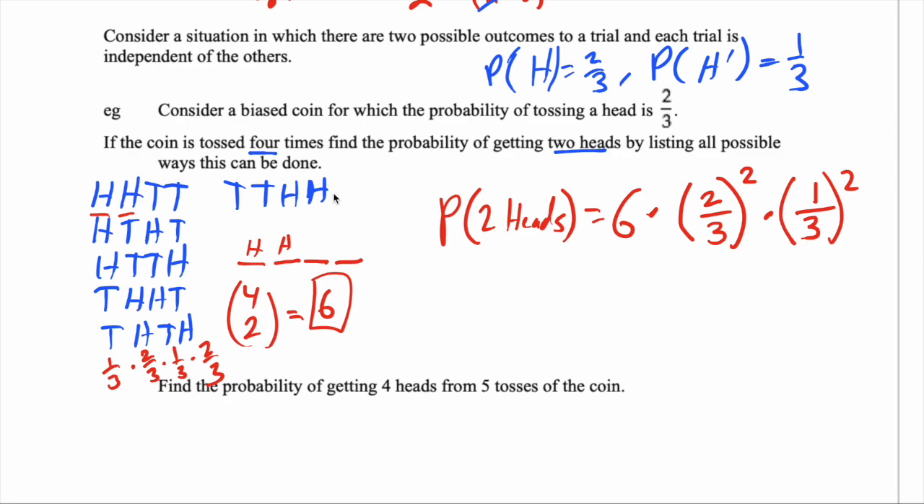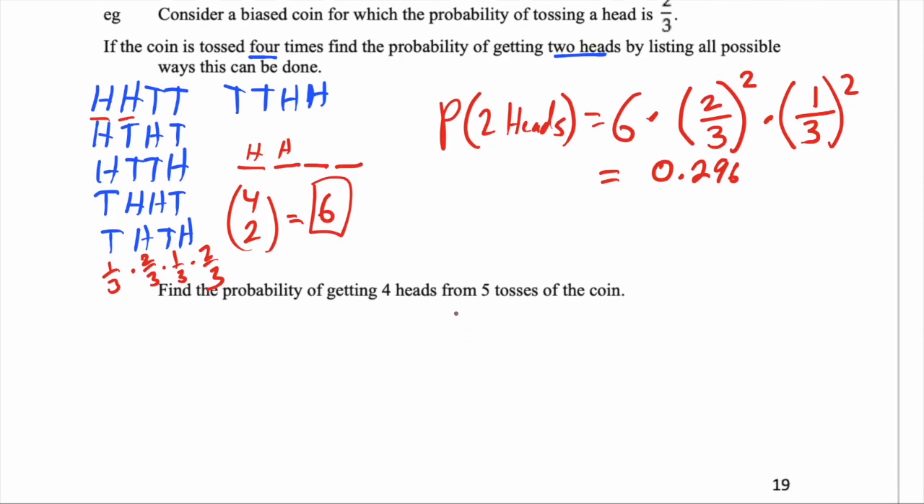And there's 6 possibilities here in blue, so that's where the 6 comes from. Okay, so if we work that out, you should get 0.296, or about 29.6%. Alright, let's look at another example.